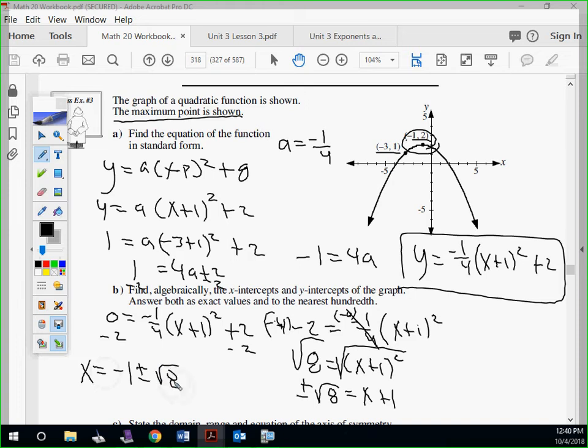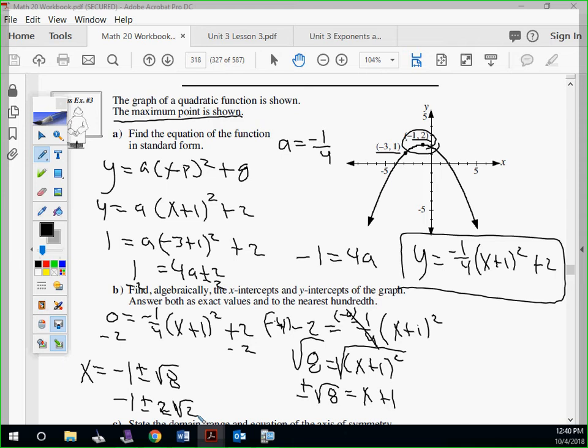You could simplify root 8 to 2 root 2. Okay, that's fine as well. I'll leave it like that just for sake of space. So what I was saying is you can write it like this too from your unit 1: negative 1 plus or minus 2 root 2.